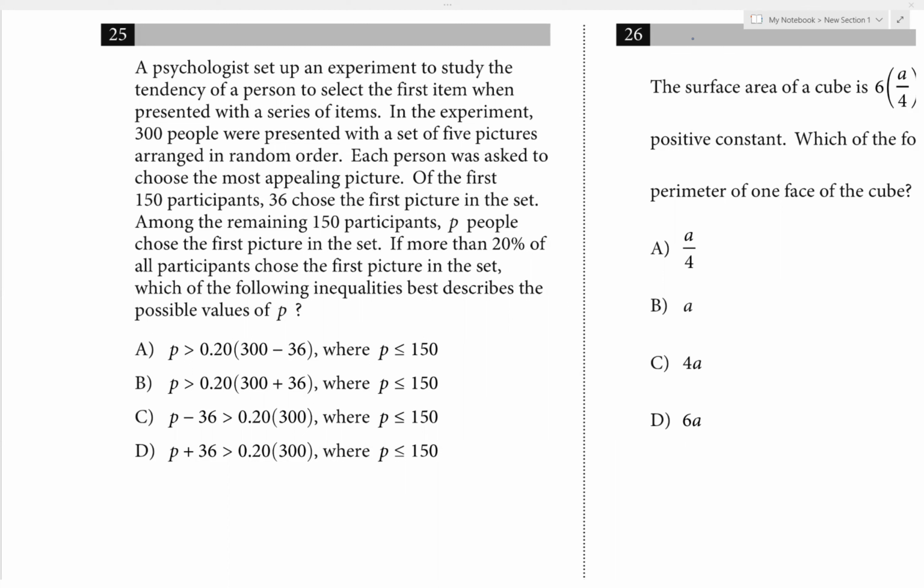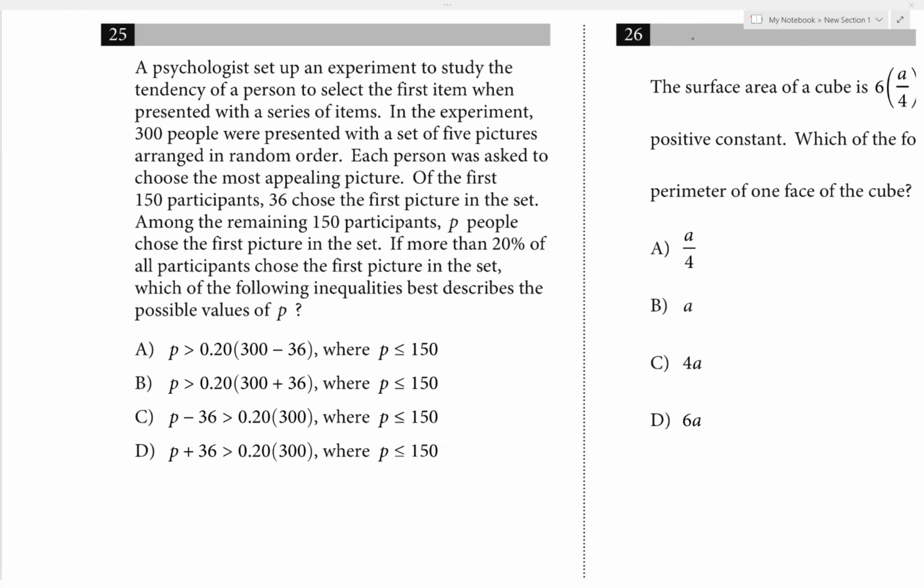Okay, so let's break this down a little bit. In total, we had 300 people in this study, and we're splitting them into 2 groups: a group of 150 and another group of 150, so it's split into 2 halves. In the first group, 36 people chose the first picture. In the second group, we don't know what P is, but P people chose the first picture. And in total, out of the whole 300 people, more than 20% chose the first picture.